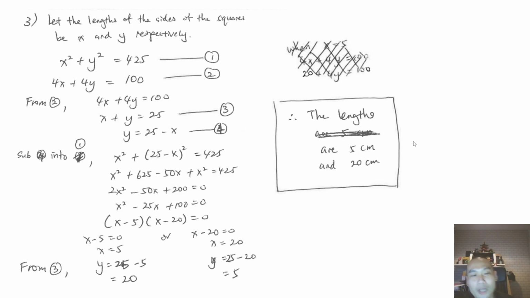Question 3. Well, once again, let's begin by defining the variable. So we are going to let the lengths of the sides of the squares be x and y, right? So there are two squares here. So we know that the sum of their squares is 425. So we're going to write down x squared plus y squared equals 425. First equation, right? Let's call it that.